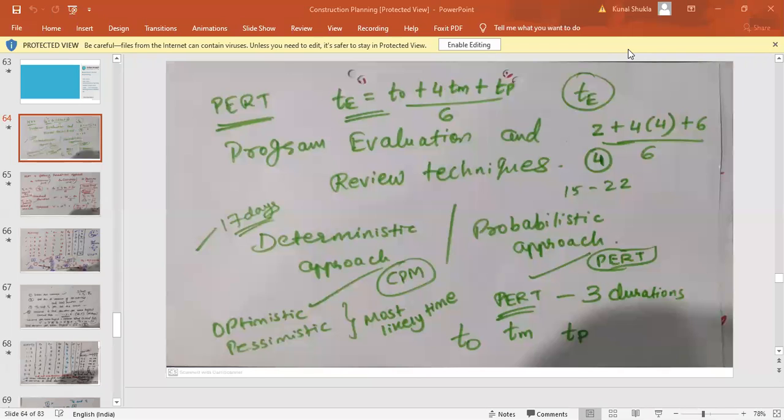Can you name any project like that where you cannot decide upon the time period? Any project where you cannot decide the time period of an activity, but yes, you can give the range of the time period that it might take between this and this time. Any idea?